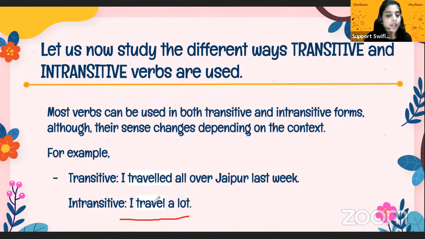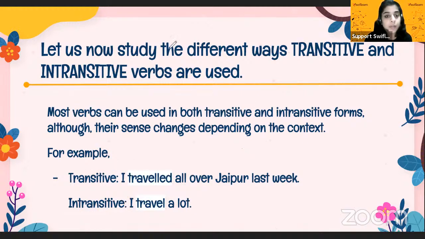So in the second one, I travel a lot. Now I don't need any object. I don't need to tell where did I travel, right? Because this sentence is giving the complete meaning. So this is intransitive. We don't need object. Intransitive. When we need object, transitive.